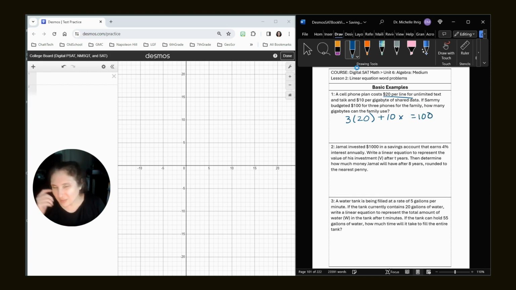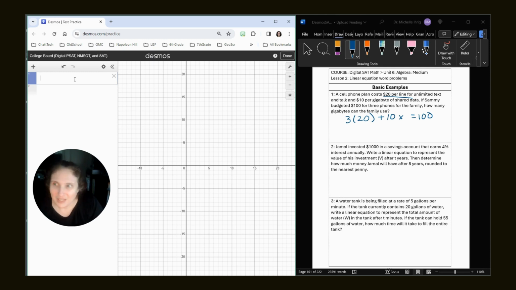Now, this really could be turned into an inequality, but let's just keep it as an equation. So that's all we do. We just read it step by step. The tricky part here is it almost thinks it's 2 variables, because would you have y as a variable, but it just tells you it's 3 phones. So it's just 3 times 20.